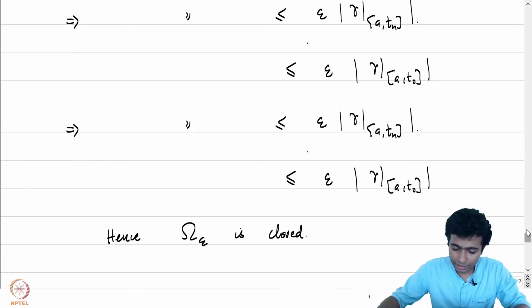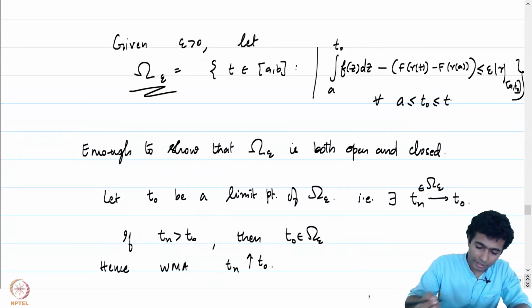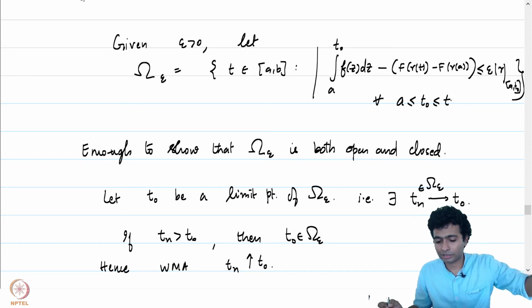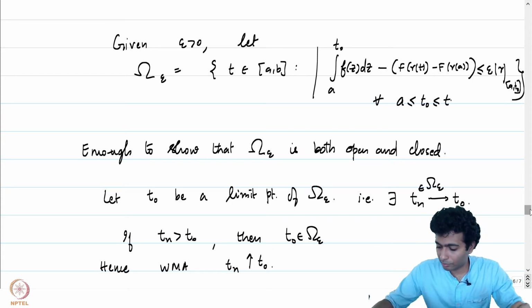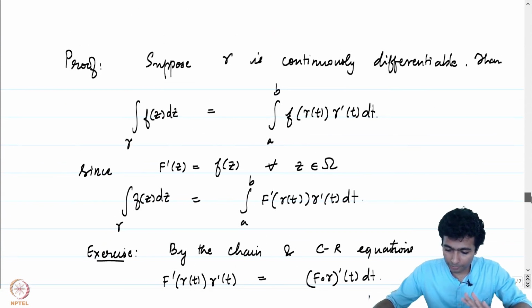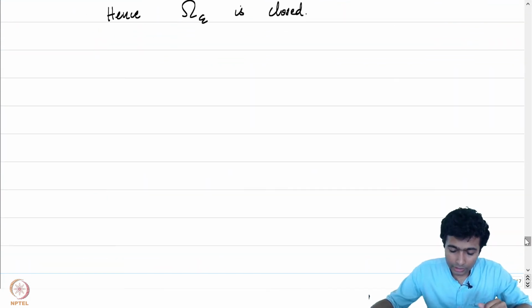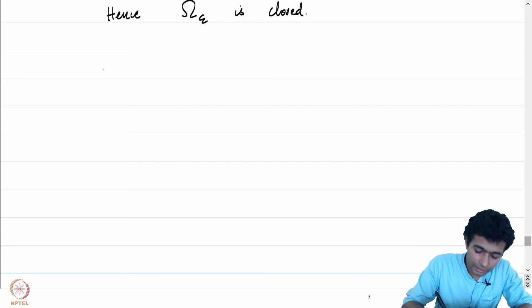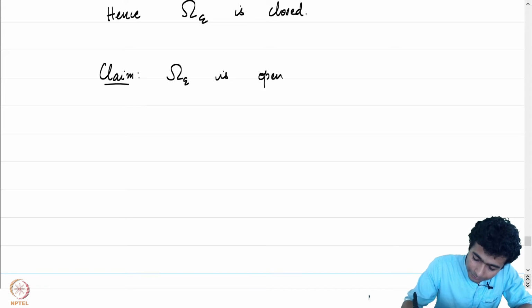Omega epsilon is the name we have given. I just changed the name from u epsilon to omega epsilon, so let me stick to omega epsilon. Right now, omega epsilon is a subset of the interval [a,b], and it shouldn't be confused as being a subset of omega, even though I use the notation omega epsilon. All right, let us now prove that omega epsilon is an open subset as well. So the next claim is to prove that omega epsilon is open.